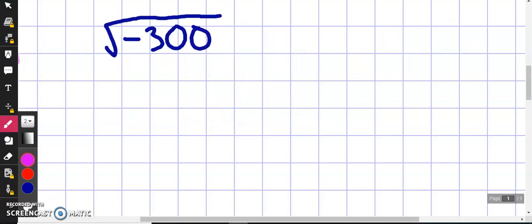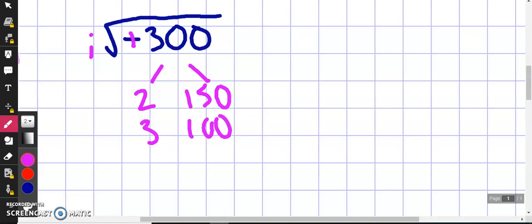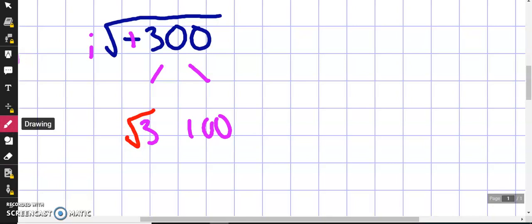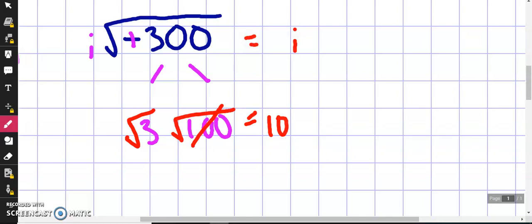For the negative 300, we'll do the same thing. We're going to have an imaginary i. I know that 1 and 300 will multiply to 300. I can do 2 and 150, which doesn't help me a whole lot. But if I do 3 times 100, that will. Just like last time, the 3 does not simplify, but the square root of 100 equals 10. So I need the imaginary i, the 10, and the square root of 3.